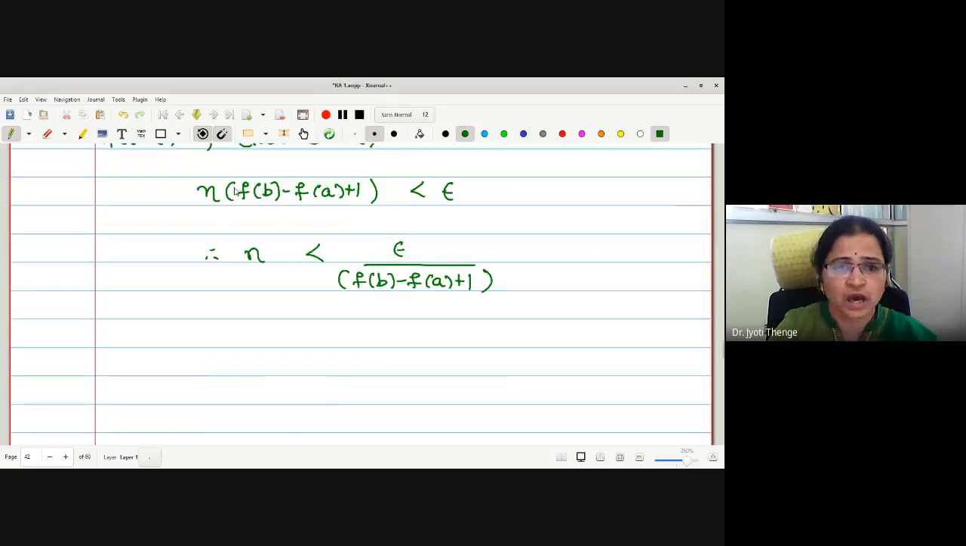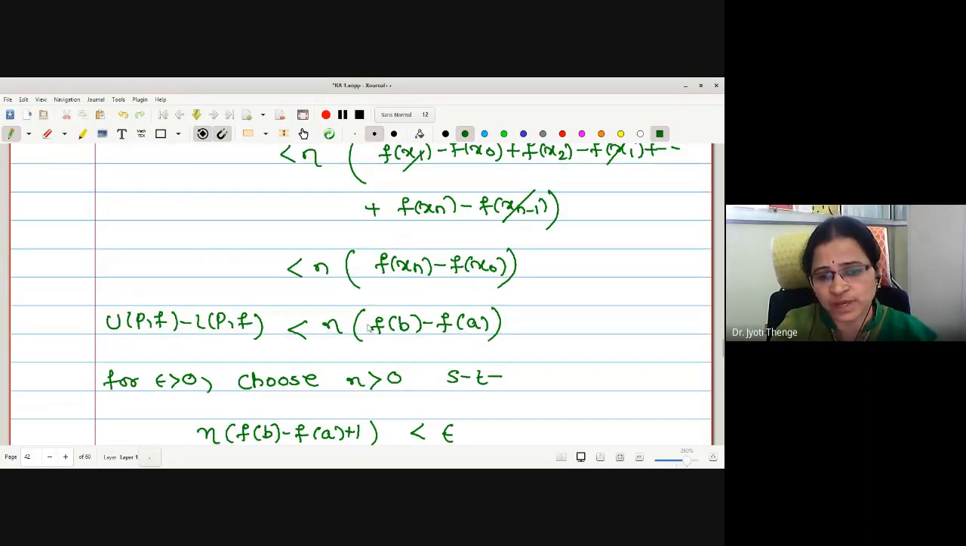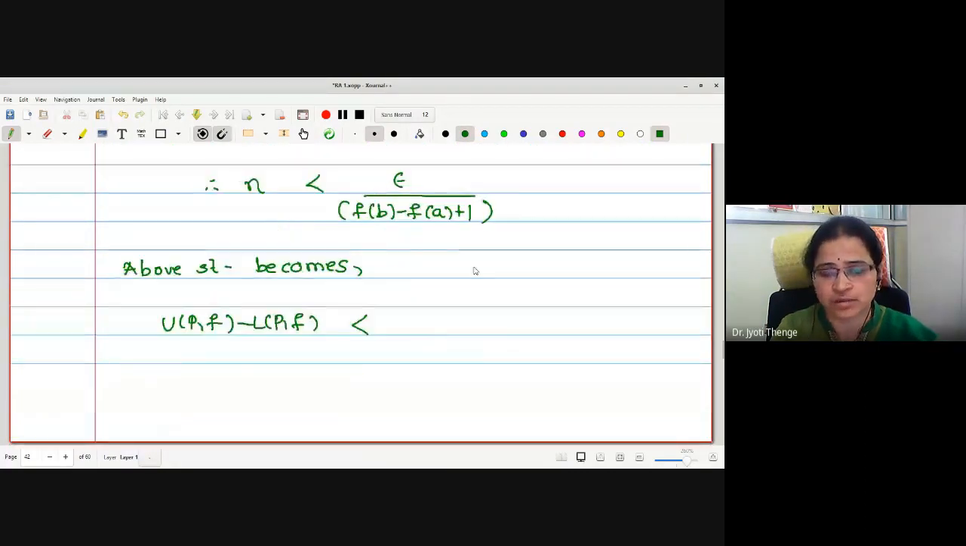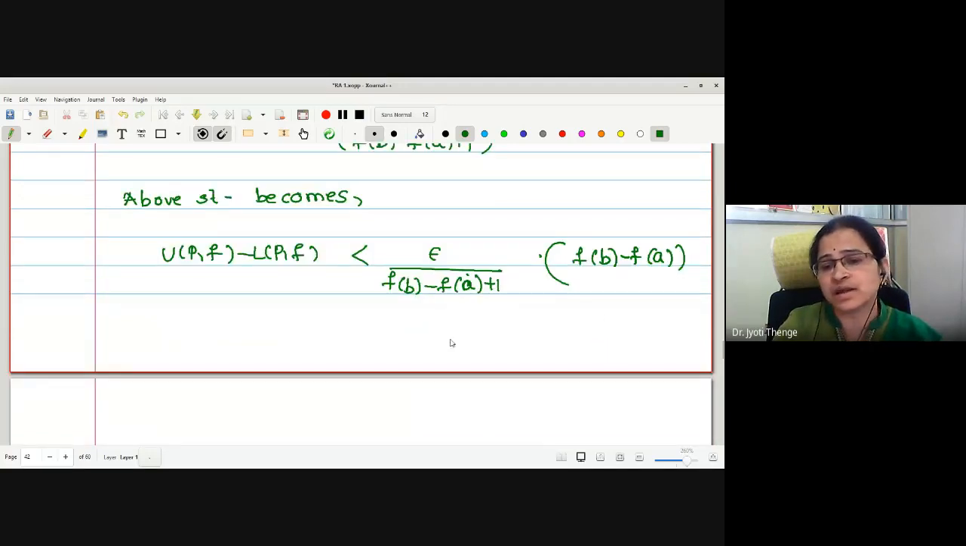We will put it in the above statement. Therefore, the above statement becomes, what is it going to become now? UPF minus LPF less than, now I am going to replace eta by epsilon upon this number: epsilon upon f of b minus f of a plus 1, into f of b minus f of a. What about this number actually? f of b minus f of a upon f of b minus f of a plus 1. May I say the number is strictly less than 1?